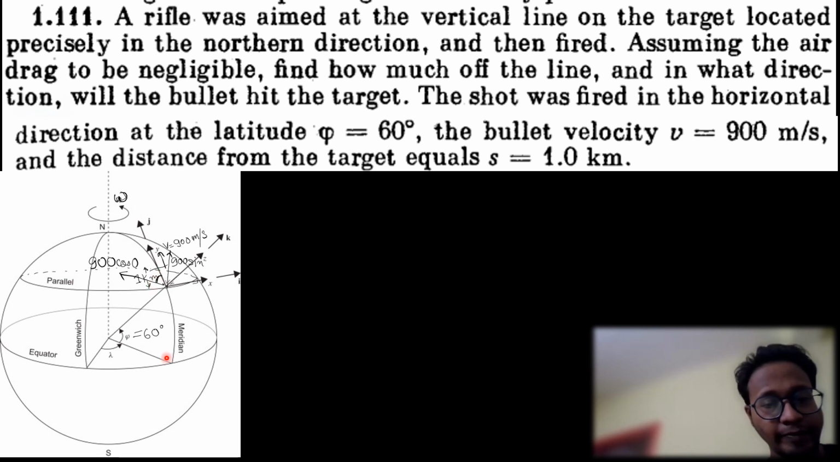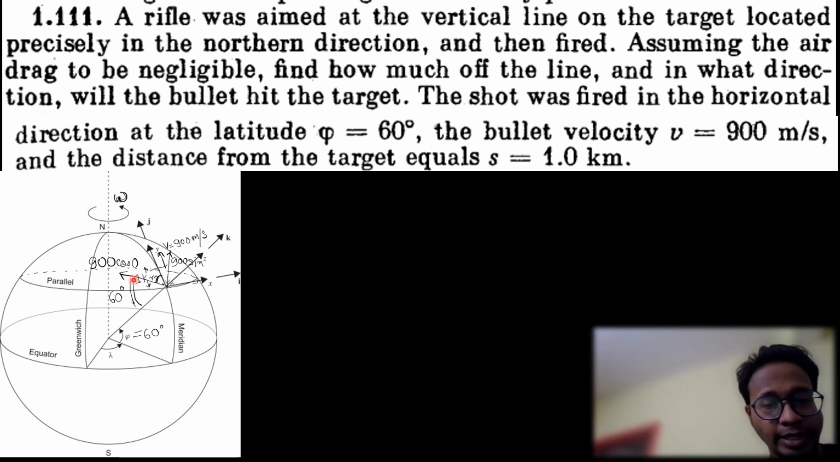Now see, this line and this line are parallel to each other. So if this angle is 60°, this angle should also be 60°, no? So this angle is also 60°. This angle is nothing but 60°.